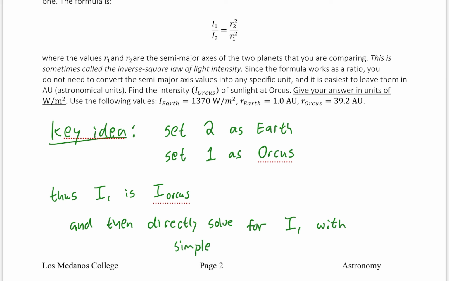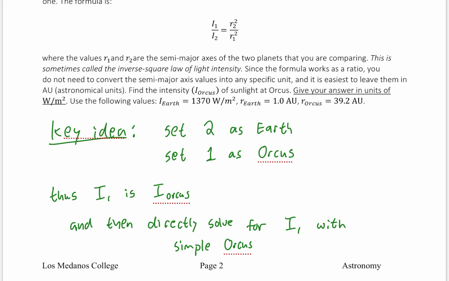Now, we didn't have to do it that way. We could have just as easily set 2 as Orcus and 1 as Earth. And that might be tempting because you think, oh, you start at Earth and you compare everything to Earth. But as the equation is written, that means that we'd have a little bit of extra work because our only unknown, and I'm going to go ahead and highlight our single unknown here, and then I'll do the opposite and highlight the knowns. But the only unknown is I1. Well, it makes sense to set that as the thing that we're trying to solve for because it's easier to solve for I1 than it is to solve for I2. Not that it's that hard to solve for I2, but you can save yourself a step.